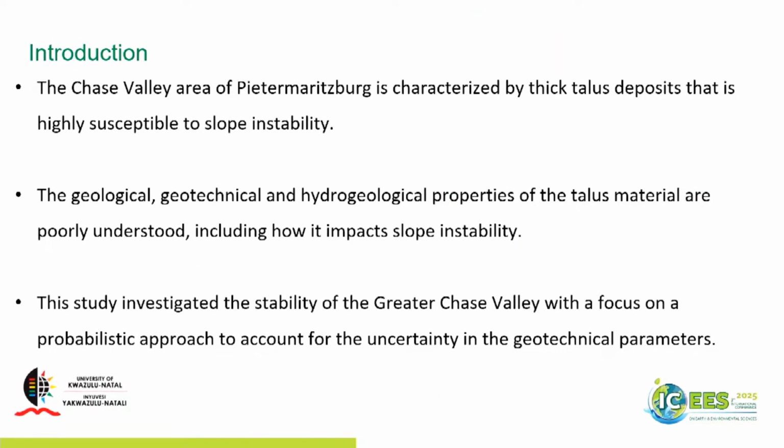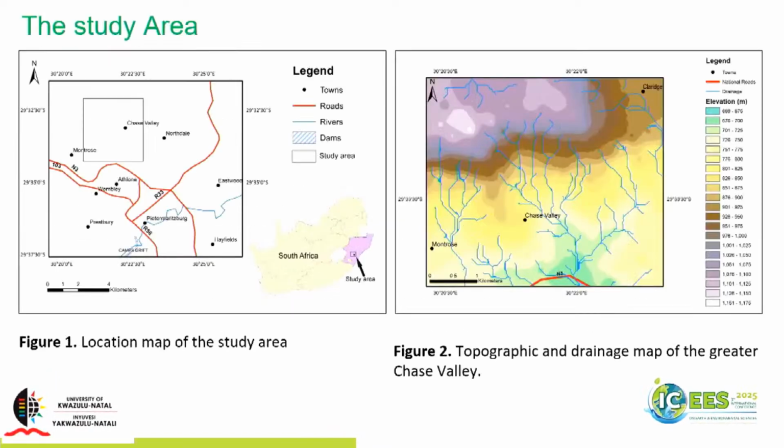So the Chase Valley area of Pietermaritzburg is characterized by thick talus deposits, which are highly susceptible to slope instability. The geological, geotechnical, and hydrogeological properties of the talus materials are poorly understood, including how they impact slope instability. So we investigated the stability of this Chase Valley area with a focus on a probabilistic approach to account for the uncertainty in geotechnical parameters.